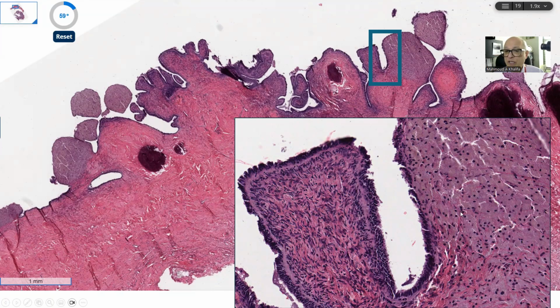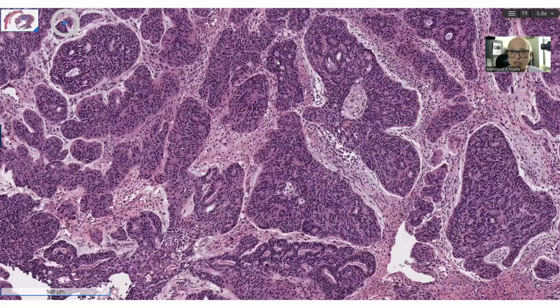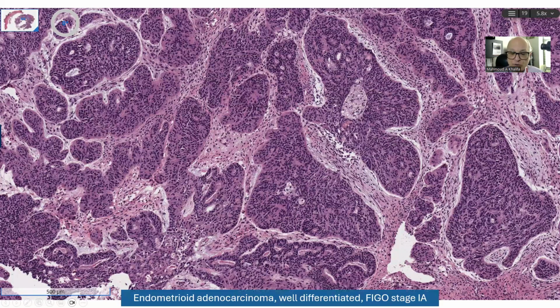And we have hemosiderin-filled macrophages here. So I think this is a good focus of endometriosis. From that endometriosis, we have this cellular tumor. So this would be an adenocarcinoma. I'm calling it adenocarcinoma because we have the cribriforming and we have the squamous differentiation. So this probably will be a good example of endometrioid adenocarcinoma, well differentiated. It is not serous because I don't have the nuclear atypia. It is not mucinous because I don't see mucin.